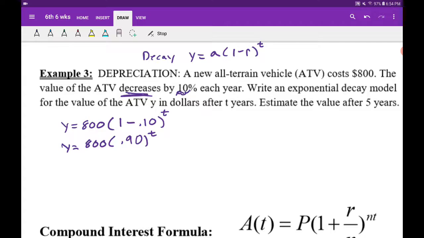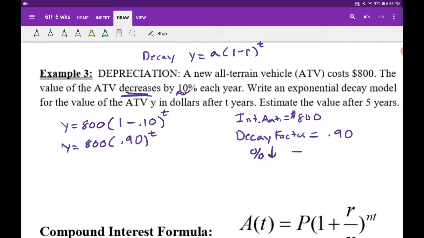Let's talk about parts of this. Our initial amount is going to be $800. Let's talk about the decay factor. I think I said growth factor earlier. The decay factor is going to be the 0.90, the base. And this would be a percent decrease, and that's going to be 0.10. If you ask yourself how far from 1 is 0.90, that's going to be 10% or 0.10. So 0.10 or 10%.